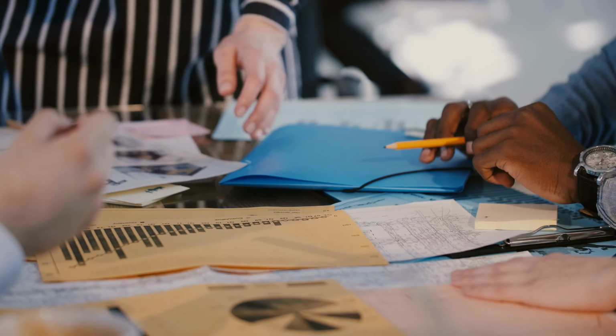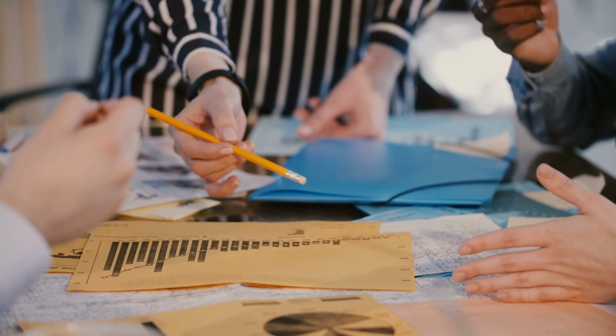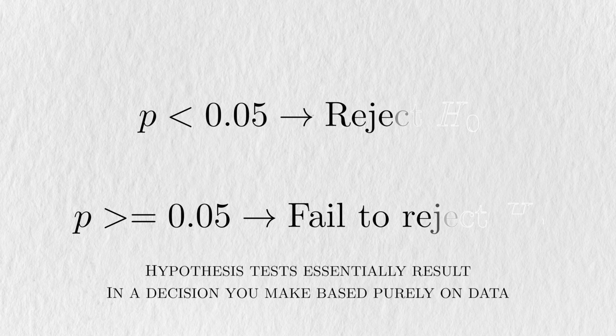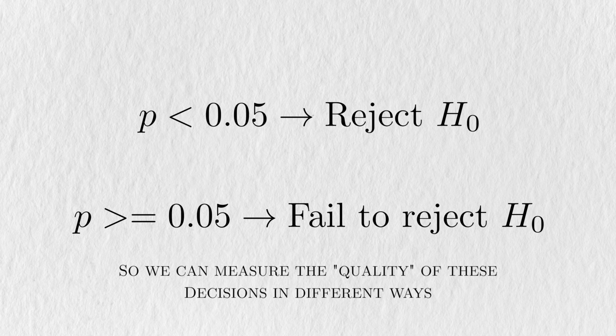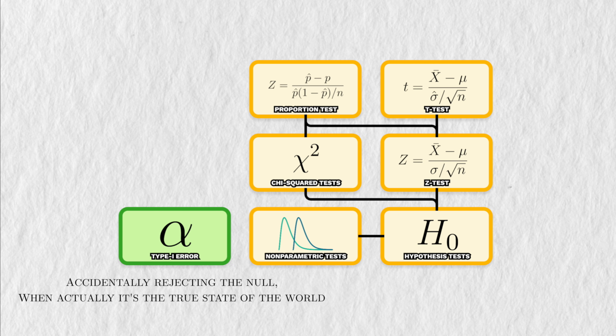All these tests together can make decisions that cover an impressive amount of basic research questions, and you'll most likely be helping non-stat people deal with them. The output of hypothesis tests is a decision, and we can measure the quality of these decisions in several metrics. One of the most commonly used ones is type 1 error, which is when you accidentally reject the null hypothesis when it's true. When we consider multiple hypothesis tests at the same time, we might consider the family-wise error rate or false discovery rate instead.